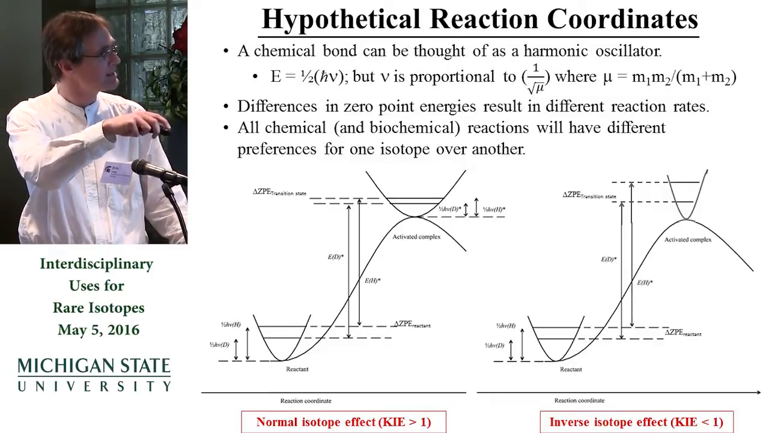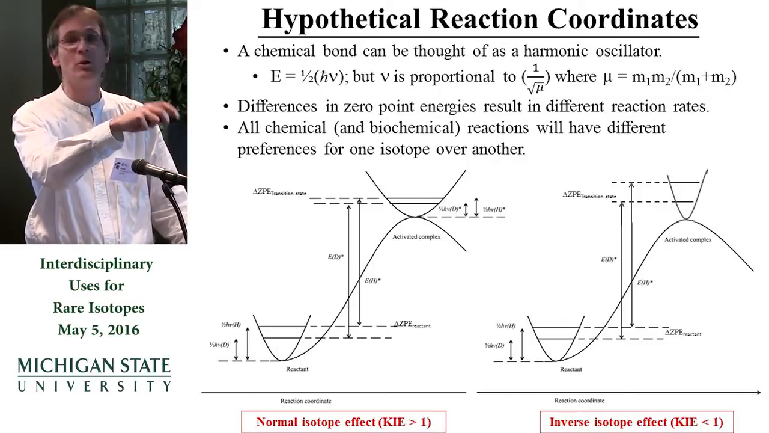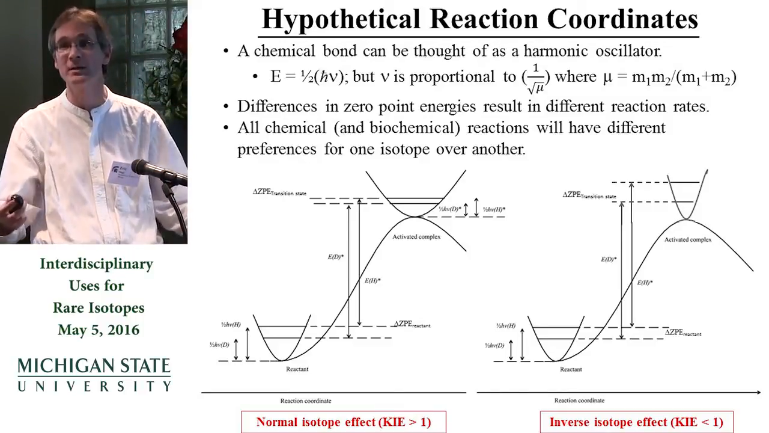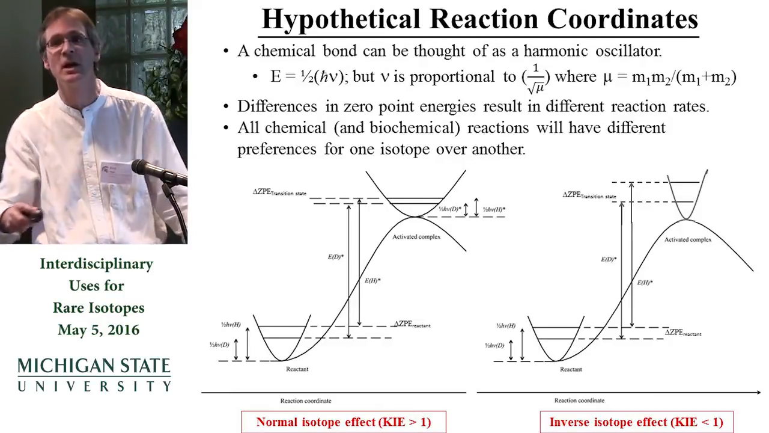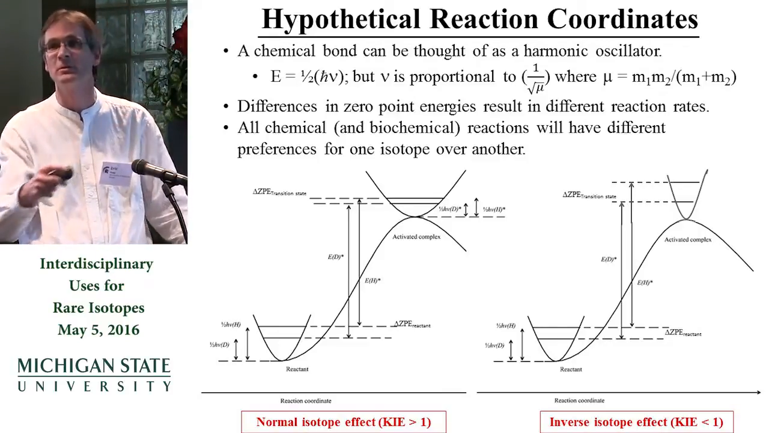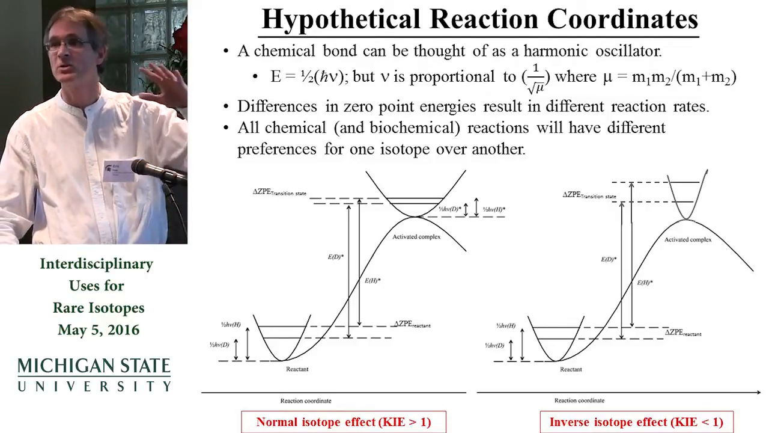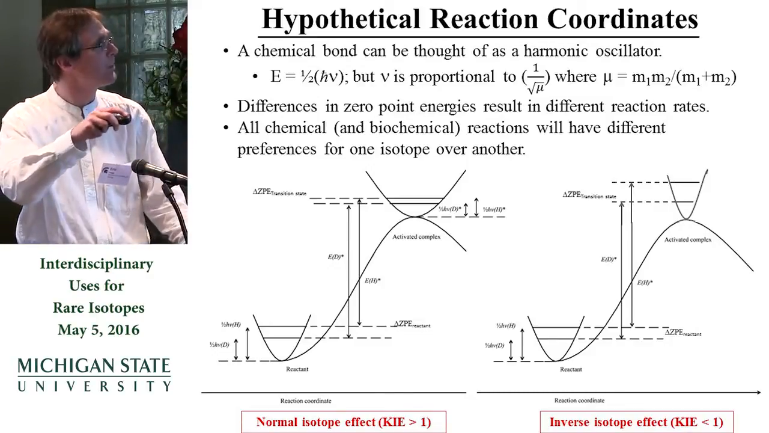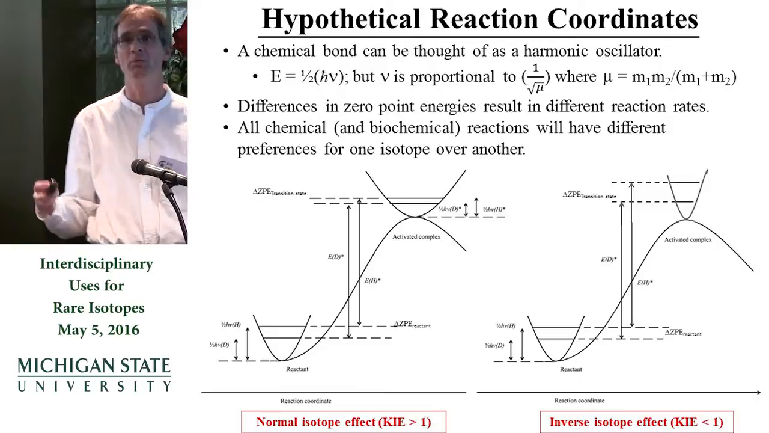What that means then is if you have to go up and over the transition state, as a general rule of thumb, the light atoms have a lower activation energy than the heavy atoms. And if this is the case, then the light atoms react more quickly, and you get what's known as a normal isotope effect. Sometimes, however, depending on what the transition state looks like, you can have the inverse. You can have the case where the light atoms actually react more slowly than the heavy atoms. And all of this can give you information about the reaction coordinate and what's going on in the enzyme mechanism. So that's just a big overview. The bottom line is that all chemical and biochemical reactions will have different preferences for one isotope over another.